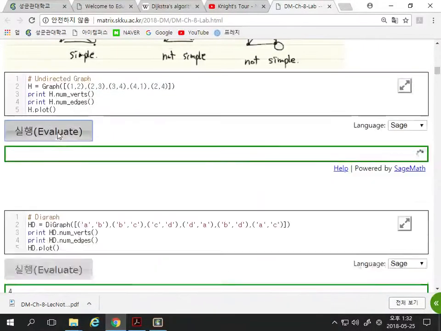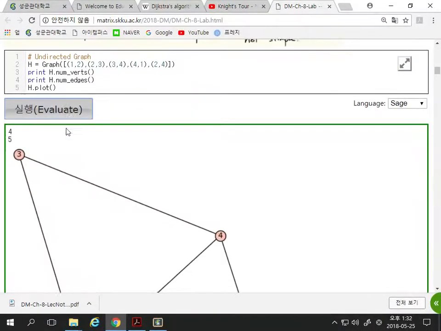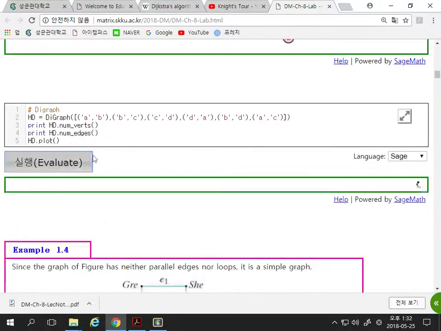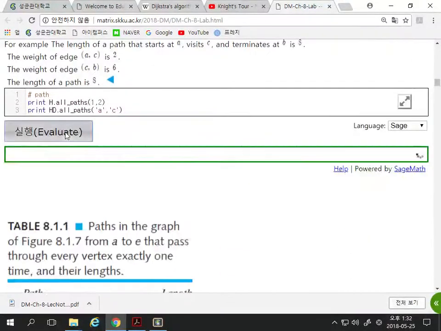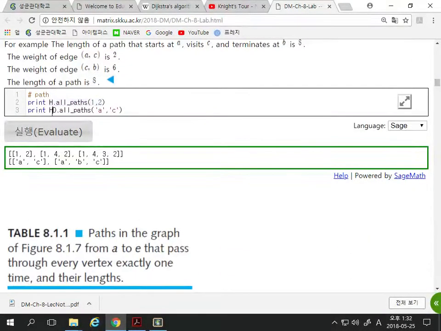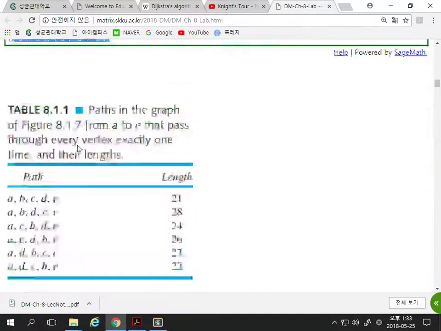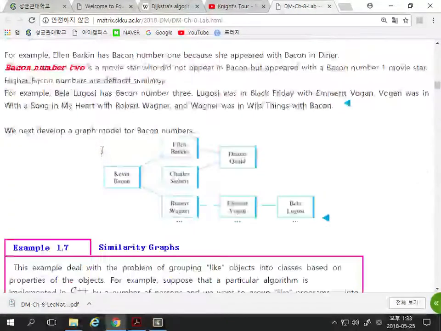I defined the graph H, an undirected graph. I drew the digraph HD, and with those graphs H and HD, I'm looking for the path in H and the path in HD from 1 to 2. Here is the path from A to C. We can go from A to C directly, and we can go from A to C by starting from A, then to B, then from B to C. There are two paths in the HD graph, and you can use this code for any other graphs.